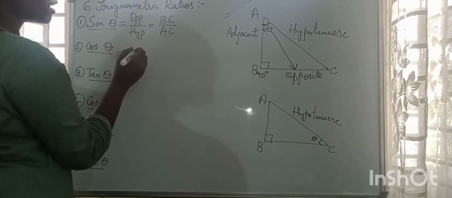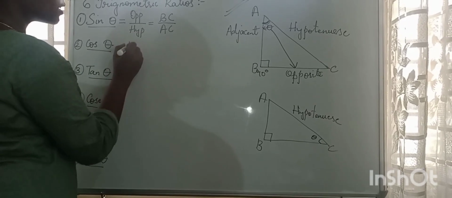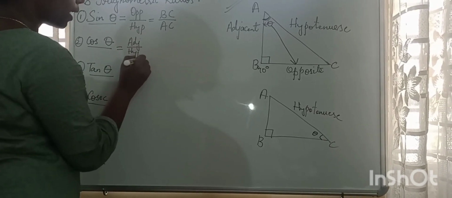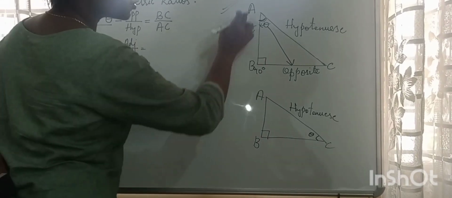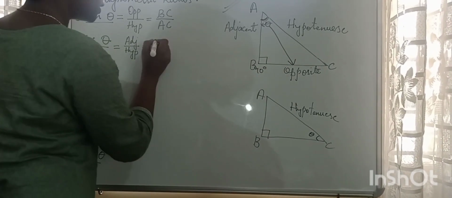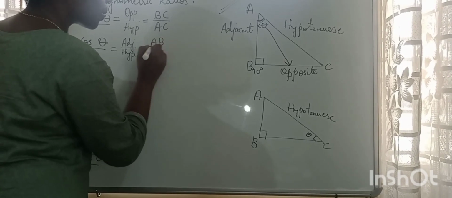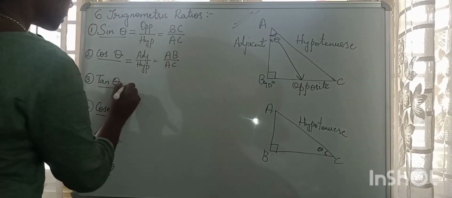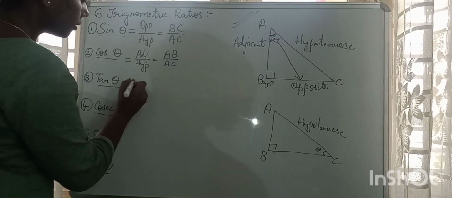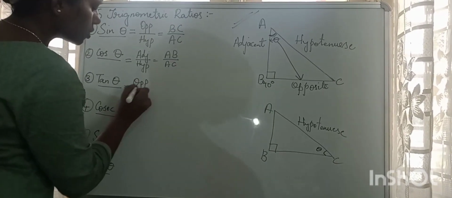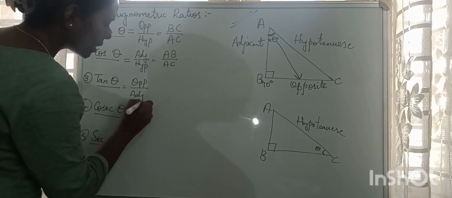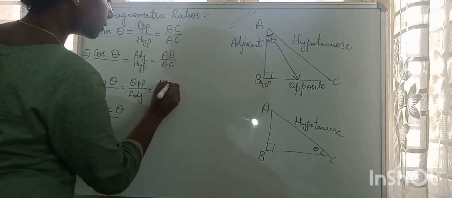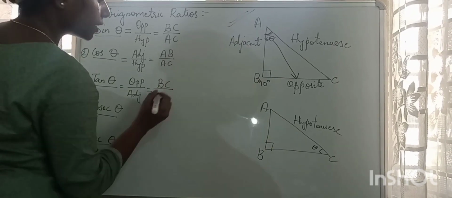Next, cos theta, ratio of cos theta is adjacent by hypotenuse. So for this triangle, adjacent is AB by hypotenuse AC. Next, for tan theta, ratio is opposite by adjacent. Opposite is BC, adjacent is AB.